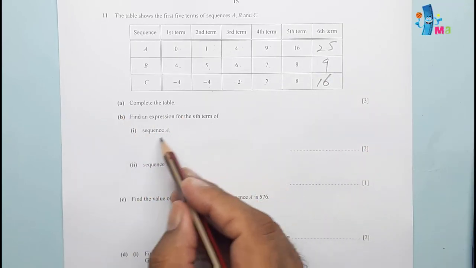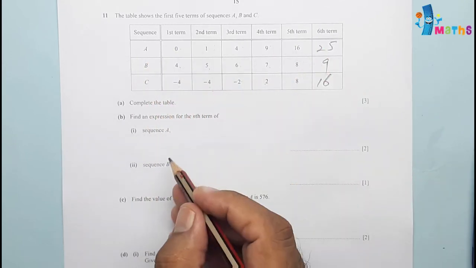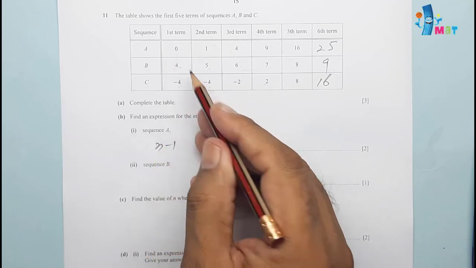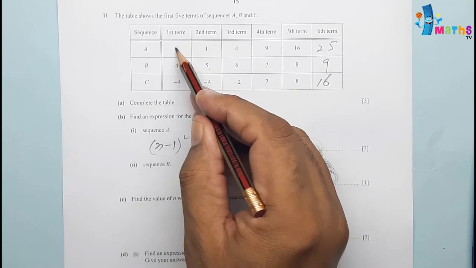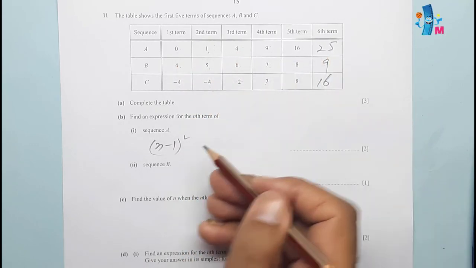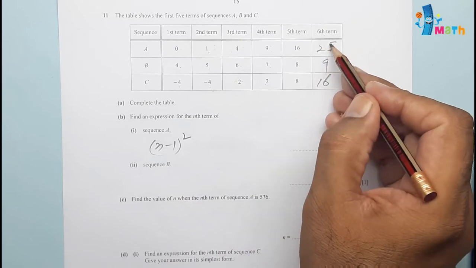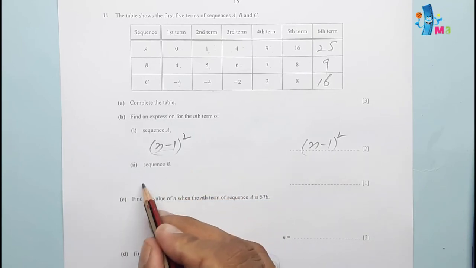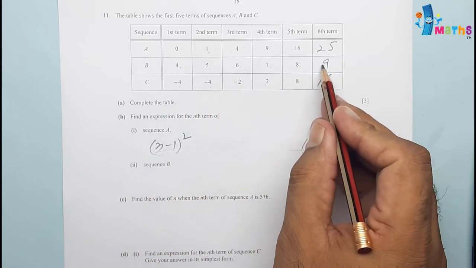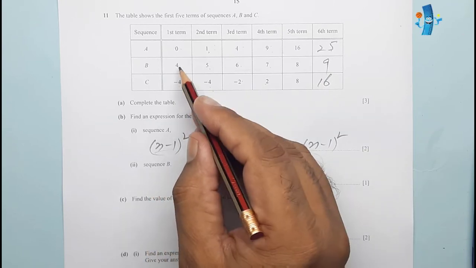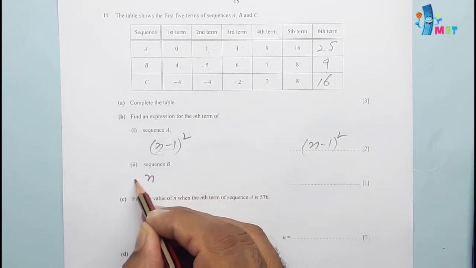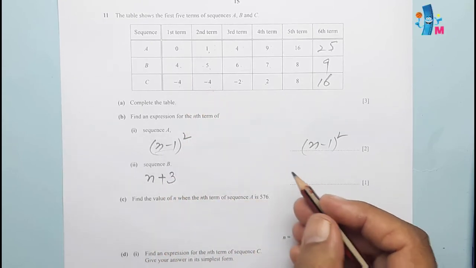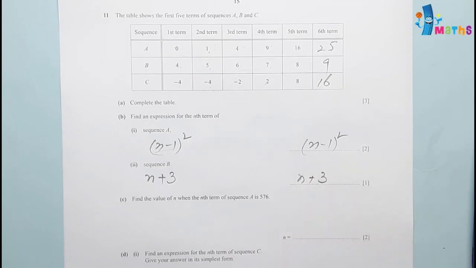Find an expression for the nth term of sequence A. Sequence A is basically n minus 1. N minus 1 will be 0 square. So this is 0 square, this is 1 square, 2 square, 3 square, 4 square, 5 square, like that. So sixth term will be 5 square. So n minus 1 square. So answer will be n minus 1 whole square. And sequence B will be what? Sequence B, basically the d value is 1. So n plus, for first term we require 3. So n plus 3. So we'll write n plus 3.